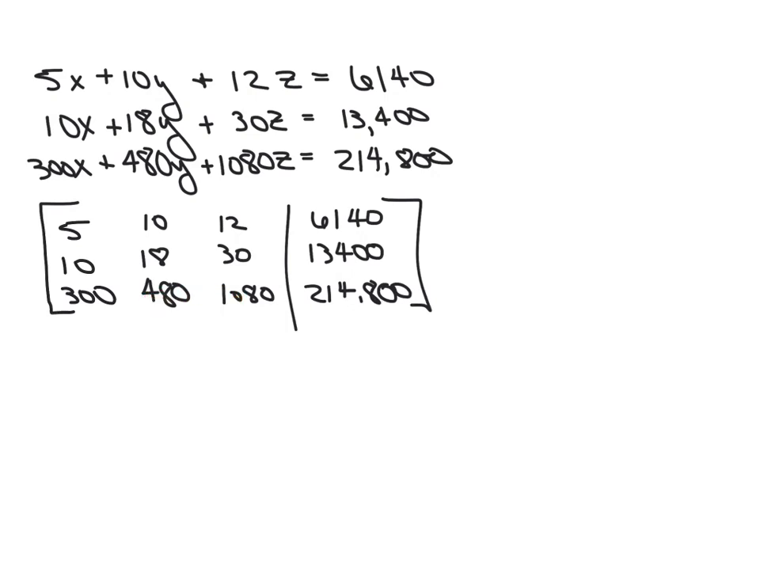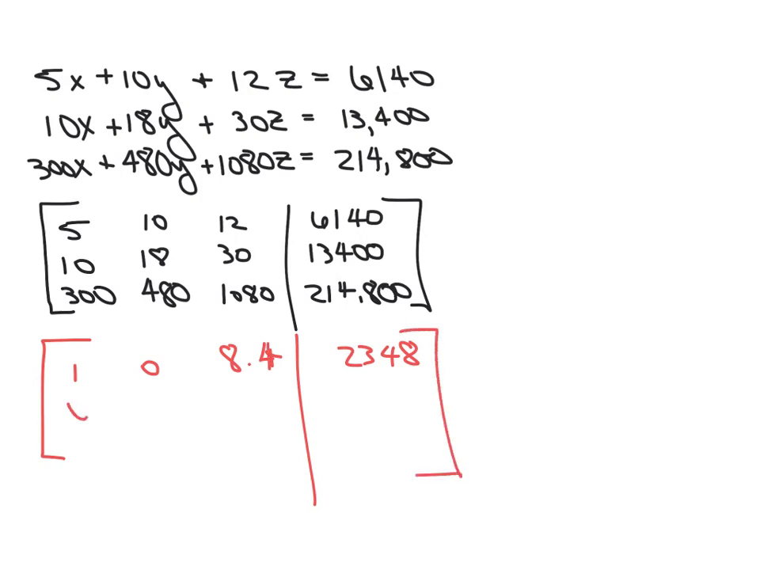That's the idea. But when we do all of this, we end up with a matrix that looks like this. 1, 0, 8.4, 2348. And then the second row is 0, 1, -3, -560. And our last row is 0, 0, 0, -2,800. Okay, so this third row is what we're looking at.